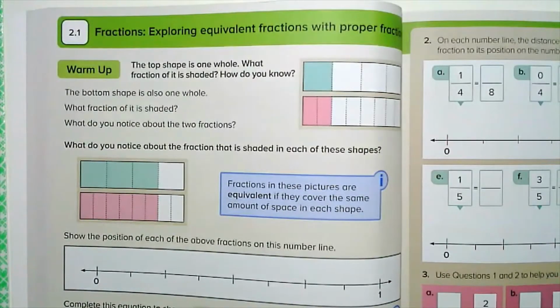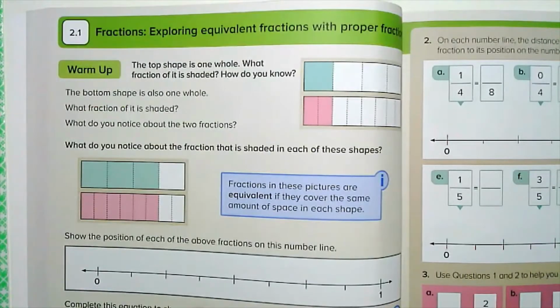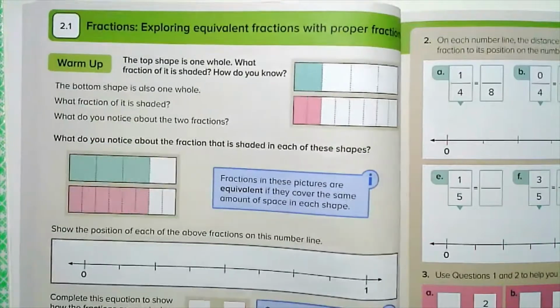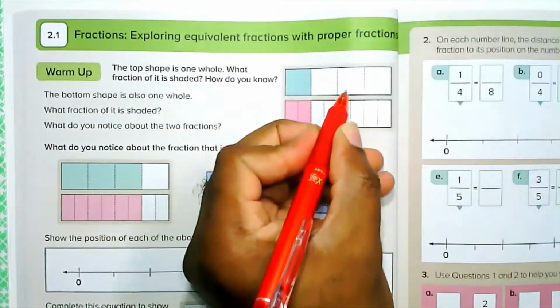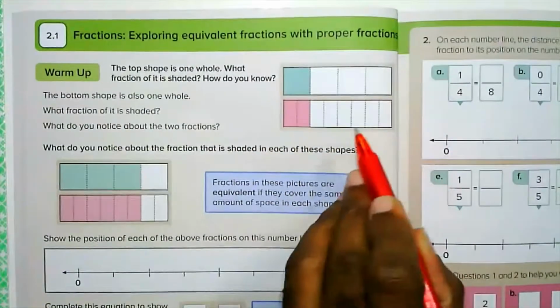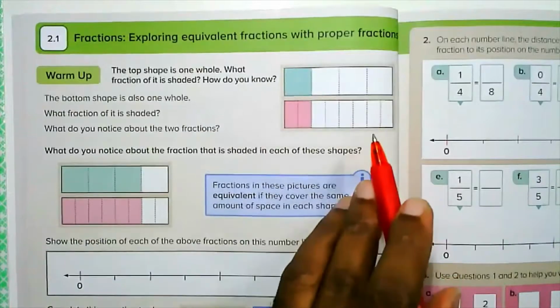This is lesson 2.1 of Unit 2. It's a new topic, fractions, exploring equivalent fractions with proper fractions. Let's take a look at these two shapes, the two rectangles.